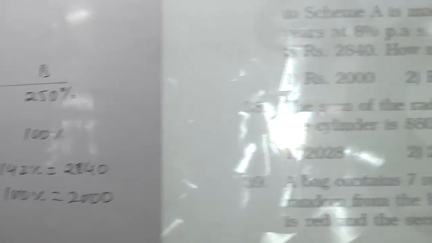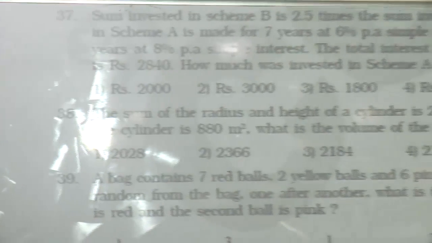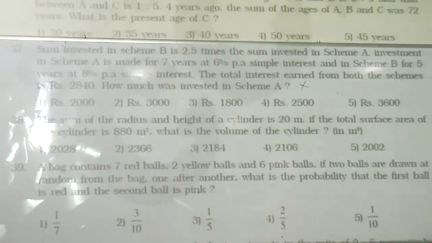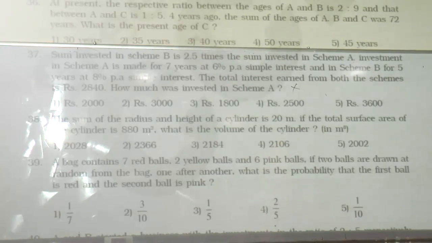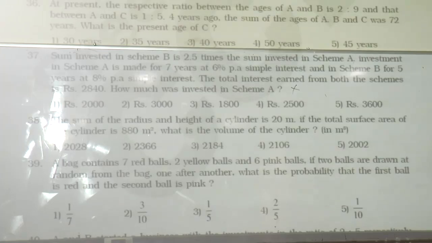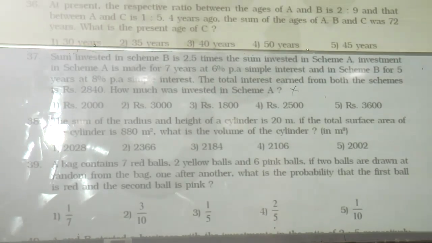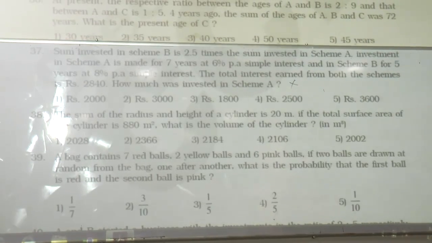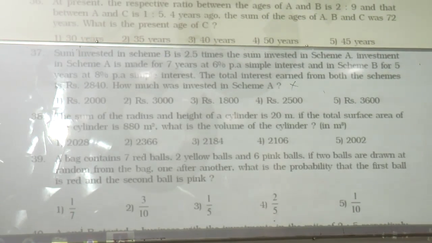The sum of the radius and height of a cylinder is 20 meters. If the total surface area of the cylinder is 880 meters square, what is the volume of the cylinder? You are asked about volume. Pi r square h. No, no, no, no. Last option is the answer.